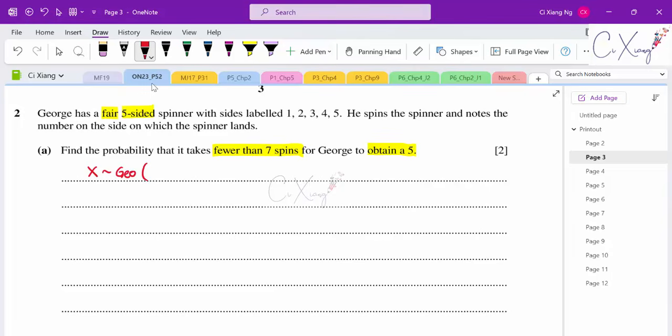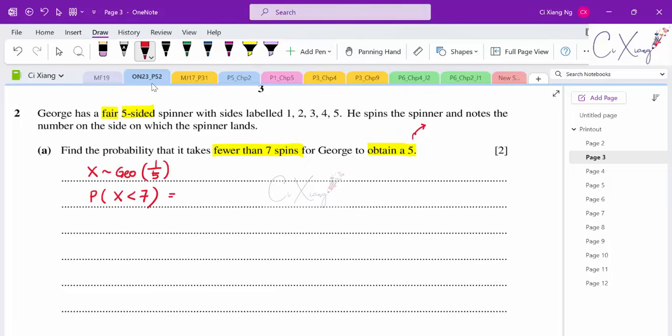Okay, then x is the number of throws. Alright, so it is geometric distributed. And what is the p? So p is the probability of obtaining a 5 in a single throw. So basically, it is 1 over 5. Okay, then they are asking us to calculate the probability for x smaller than 7.